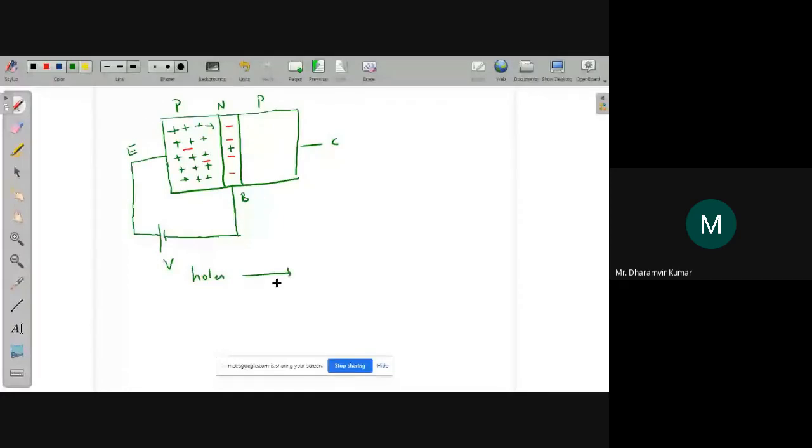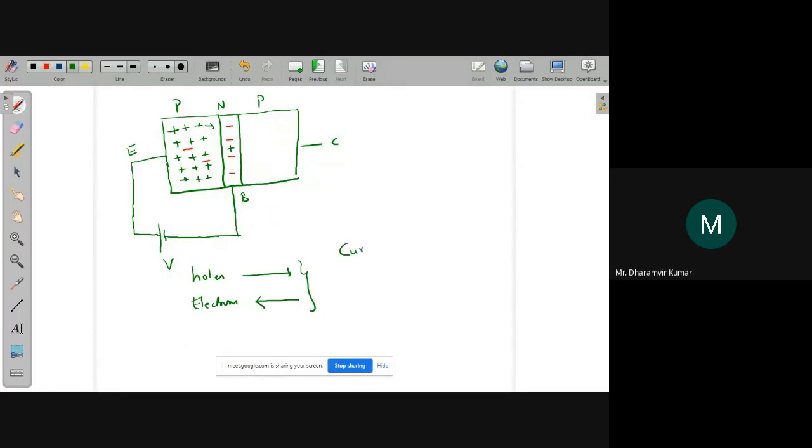At the same time, the positive polarity of the battery will also attract the negatively charged free electrons from this emitter region. So electrons will move from right to left, and this will be the case for the base also. Since this is forward biased, the thickness of the depletion region at this PN junction would be negligible. In the case of forward bias, the amount of current that flows through it is large.